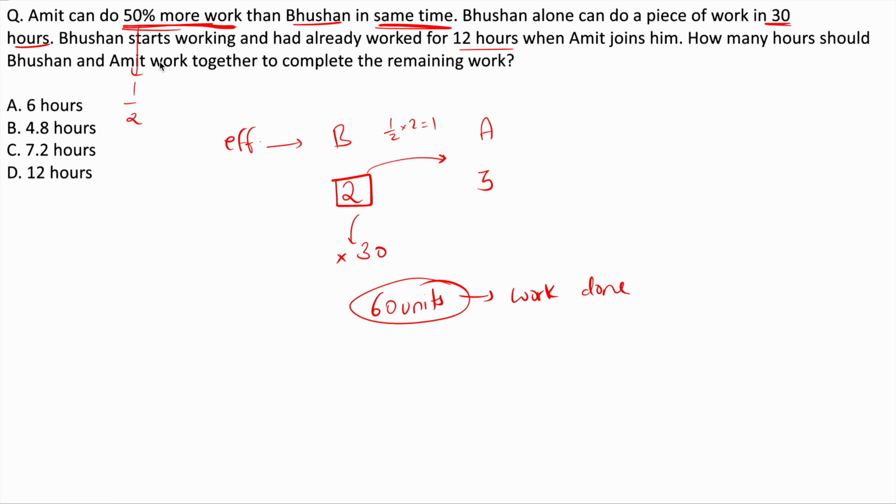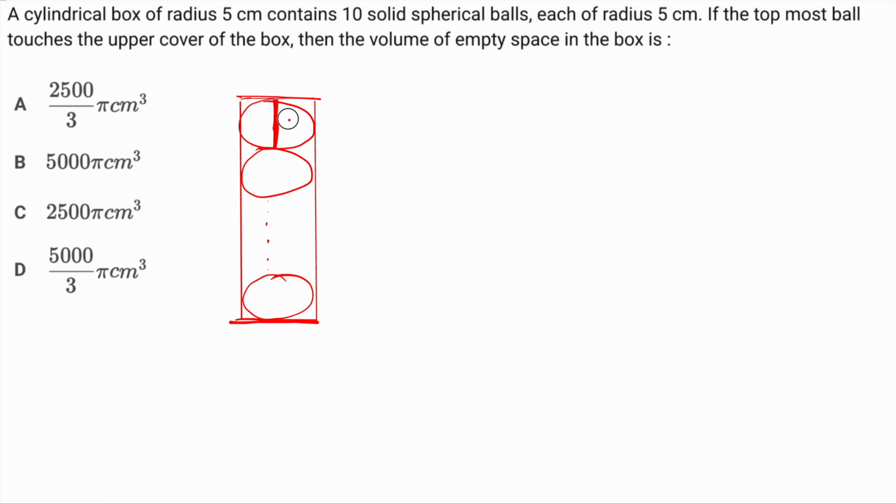So if you notice carefully, guys, this is the radius of the sphere, this is also the radius, so this part becomes the diameter, 10 centimeters. This is also 10 centimeters. The next ball is also 10 centimeters in diameter, and like that the last ball is also 10 centimeters in diameter. If you add all these diameters, you basically get the height of the cylindrical box, that is 10 into 10, that is 100 centimeters, right?